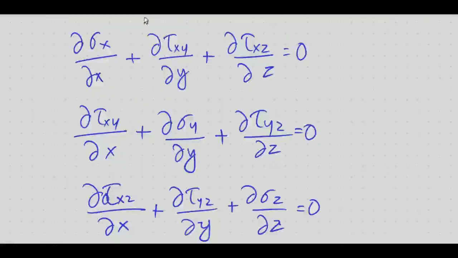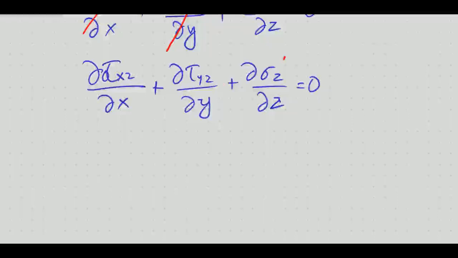Here we know that σx is 0, so this term will not be there, and τxy is 0, so this term also vanishes, and since σy is 0, this term also vanishes. So the first two equations are identically satisfied. So the only equation left is the third equation, and in this equation, since σz is 0, there are two terms, so we can write these equations.